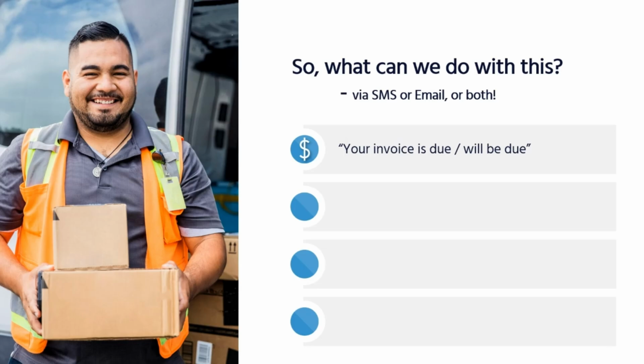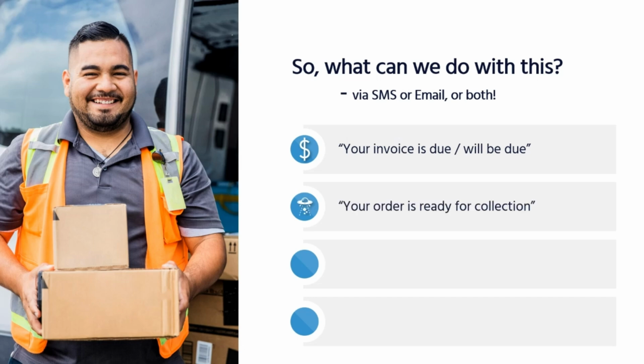The answer is really anything. I've come up with a couple of ideas here. Your invoice is due. So if you've got some terms, and they're 45-day terms, people forget about that stuff. So cool, at day 30, your invoice is due in 15 days. Again, could be some flexibility there is exactly what you do.